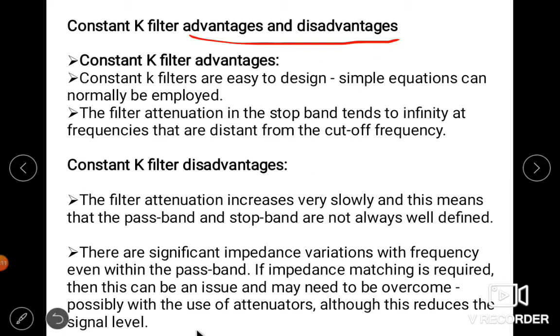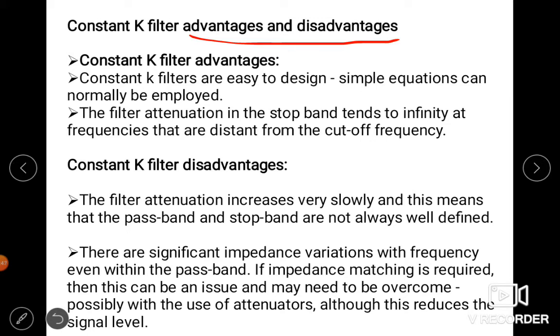The constant K filter advantage is that simple equations can normally be employed, and the second one is that the attenuation in the stop band tends to infinity at frequencies that are distant from the cutoff frequency. What does it mean? It means once we attenuate the stop band frequency, that is, reject the stop band frequency, the attenuation tends to infinity at frequencies away from the cutoff frequency.